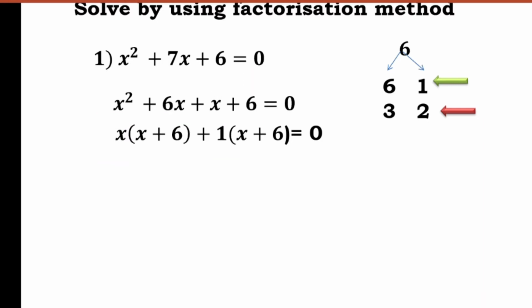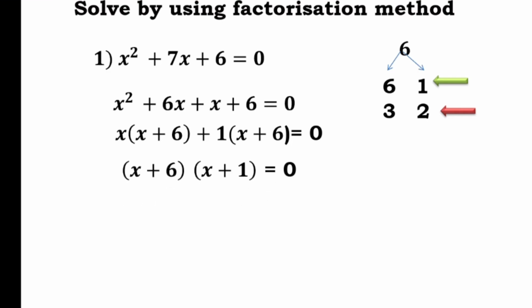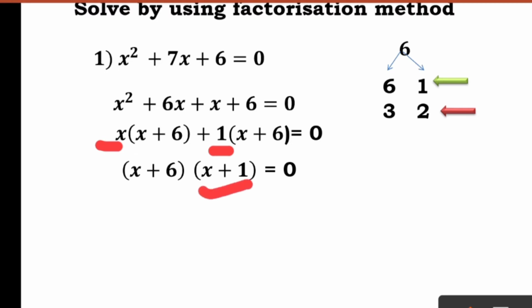Going further, you will see that we have another two common factors, x plus 6 and x plus 6. So we'll take these factors common. Therefore, it will become x plus 6, and after taking the common, what remains is x and 1. So we have x plus 1. Thus we have factorized successfully.